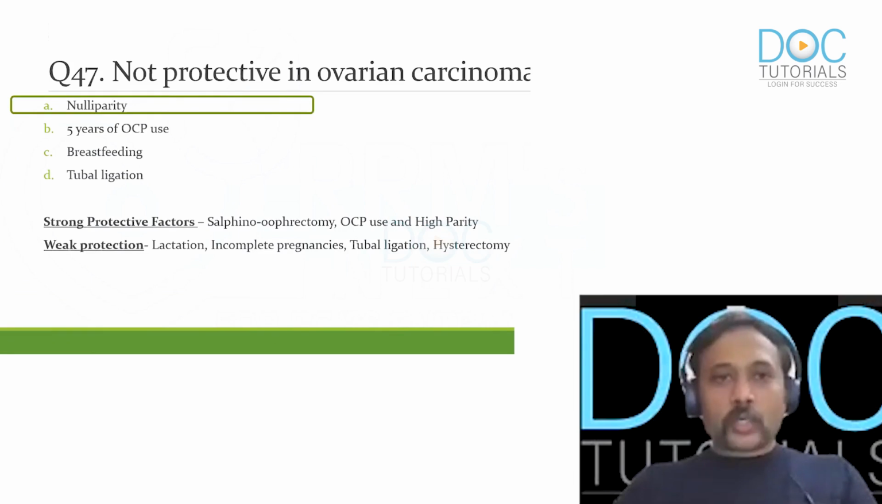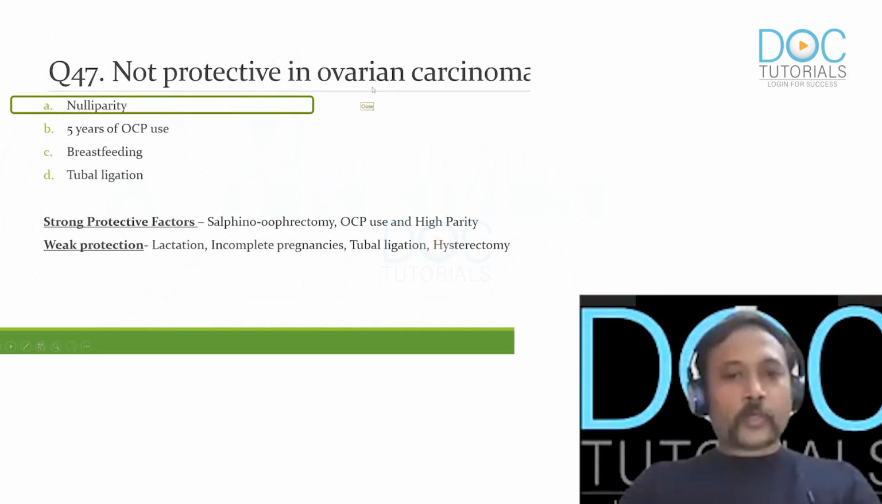So there are some strong protective factors and there are some weak protective factors. If you take up the strong protective factors, we have salpingo-oophorectomy, which is probably the strongest protective factor, and that is why we do a risk-reducing salpingo-oophorectomy in patients who have a BRCA mutation, which is highly protective against ovarian carcinoma. So what proportion of ovarian cancer is prevented when you do a risk-reducing salpingo-oophorectomy in a patient with a BRCA mutation? What percentage of ovarian cancers are protected? Yes, so the answer is somewhere around 90 to 95%. You will have protection against ovarian cancer.